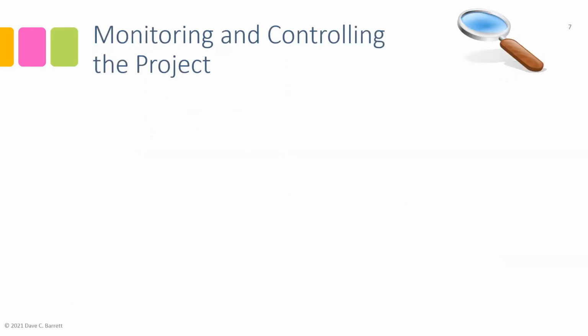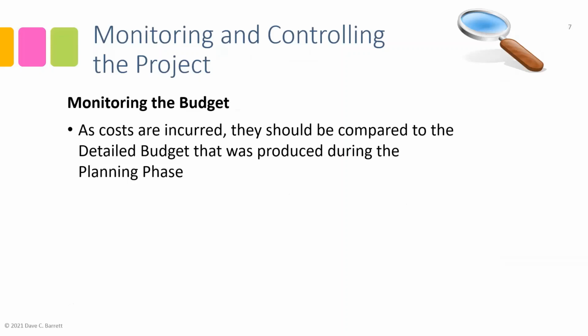Okay, monitoring and controlling the project. A number of activities take place. One is to monitor the budget. As we previously talked about during the planning phase, the creation of the project budget is a key thing that takes place during the planning phase. So that's something that needs to be actively and carefully monitored during the remainder of the project, and particularly during the executing phase. So as costs are incurred, they should be accumulated and compared to the detailed budget that was produced during the planning phase.